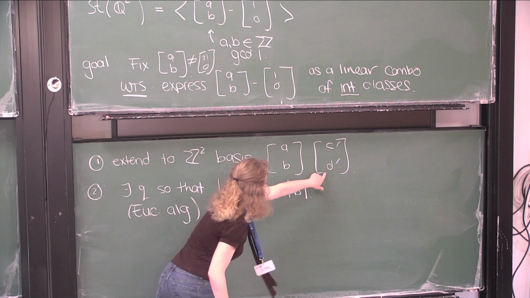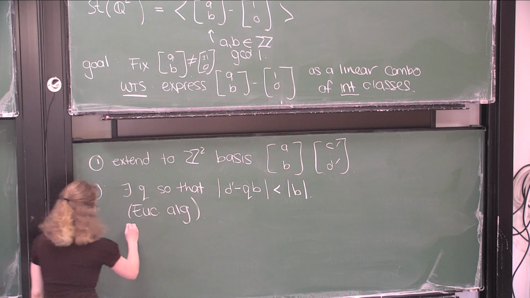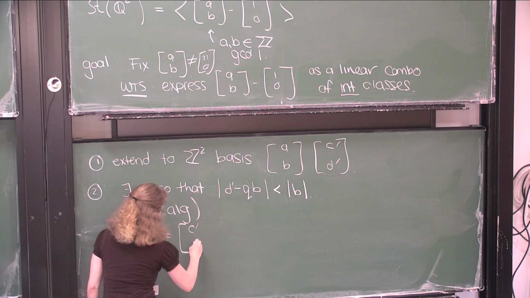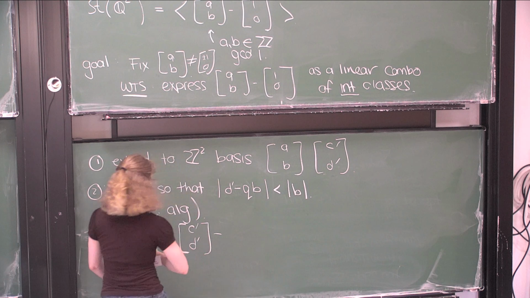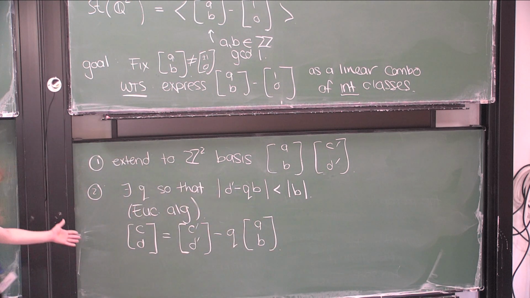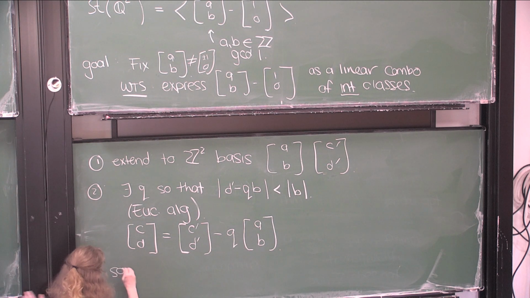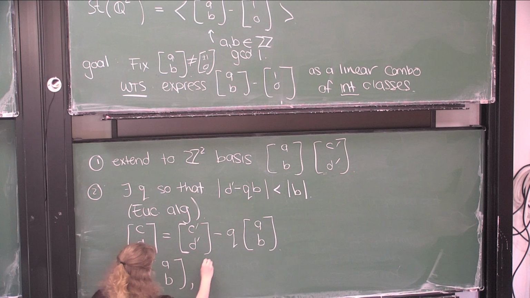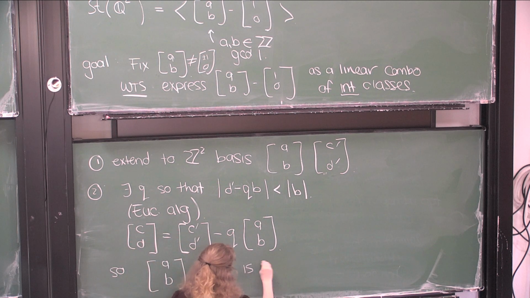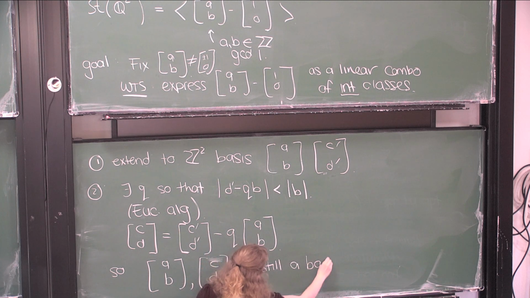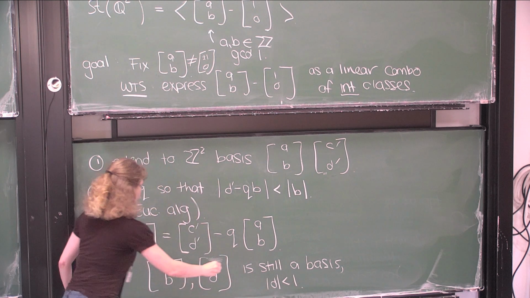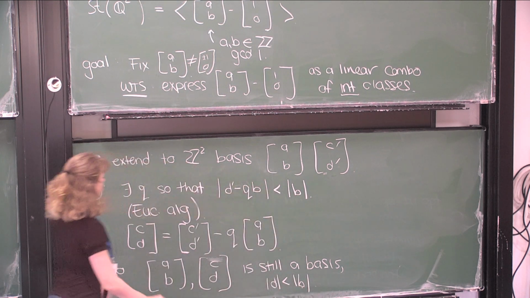Great. So now I can throw away this basis vector and replace it with the vector defined to be c prime, d prime, minus q times a, b. And this was chosen so that this pair is still a basis, but the d is strictly less than the absolute value of b.